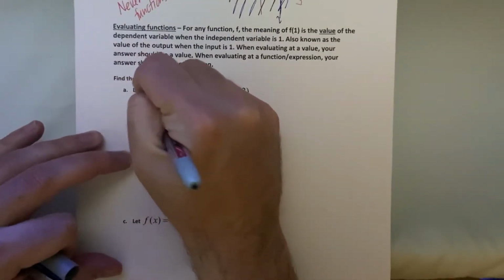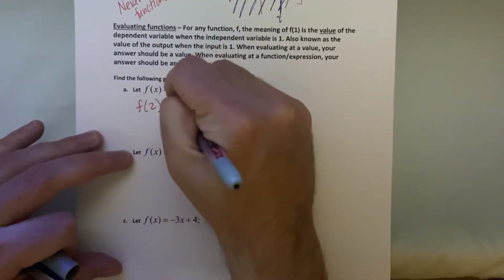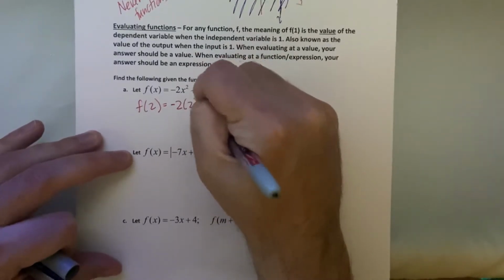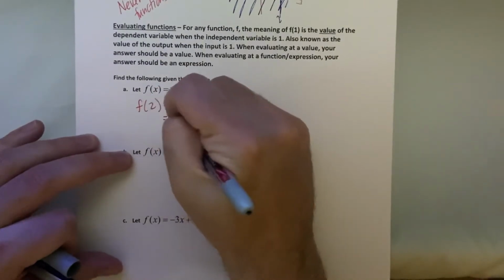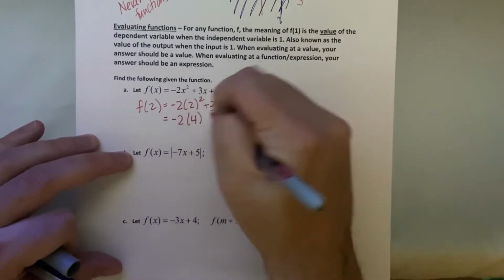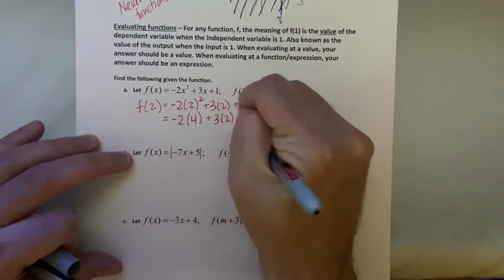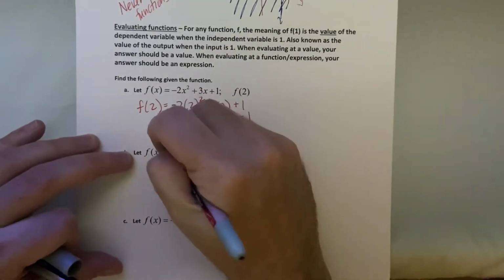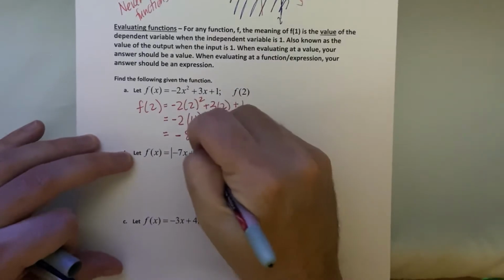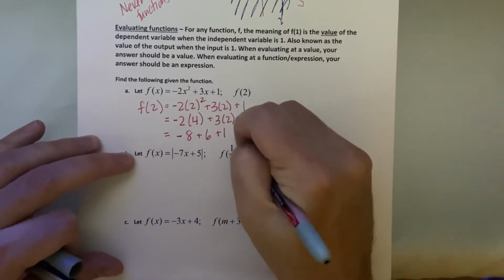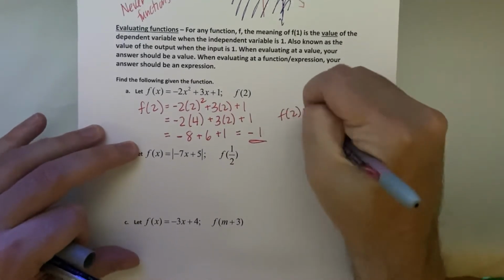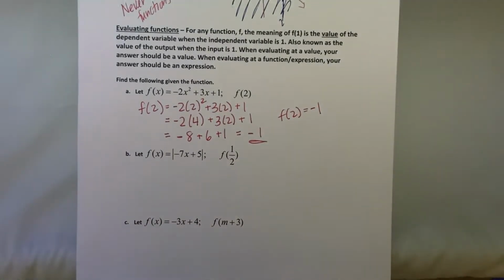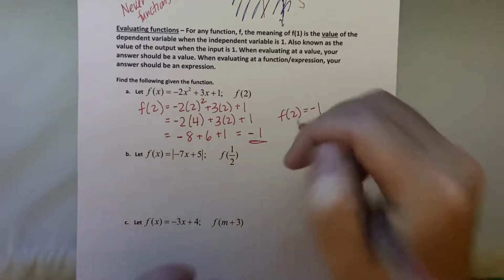So f of 2 is equal to negative 2 times 2 squared plus 3 times 2 plus 1. That's negative 2 times 4 plus 3 times 2 plus 1, multiply, that's negative 8, plus 6, plus 1, which should be negative 1. So that means f of 2 equals negative 1. When I evaluate the function at 2, an input of 2 gives an output of negative 1.